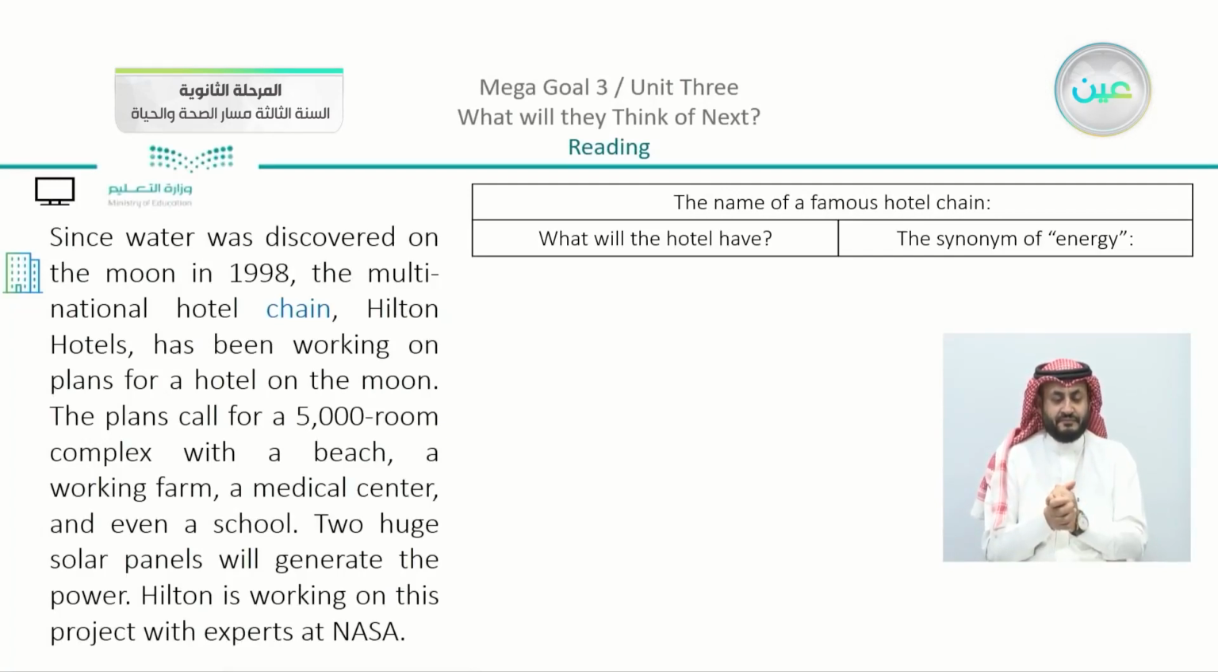Now we have the new part, the name of a famous hotel chain. Now, there is a famous hotel chain that we all know. We have here, it is, yes, we have Hilton. And what will the hotel have?